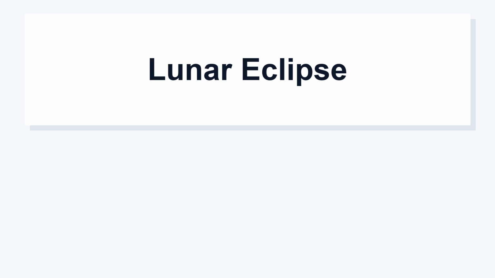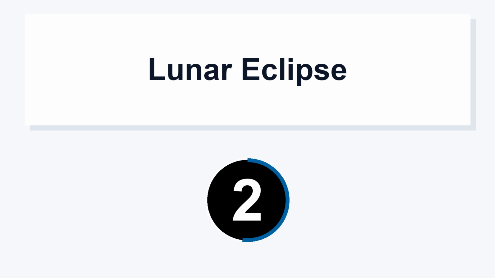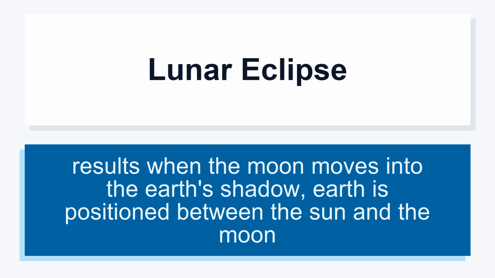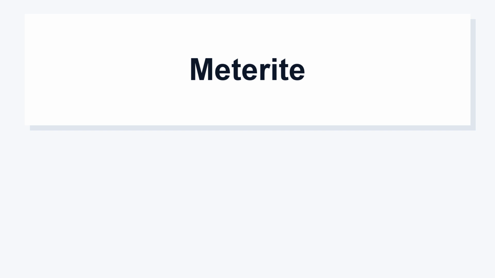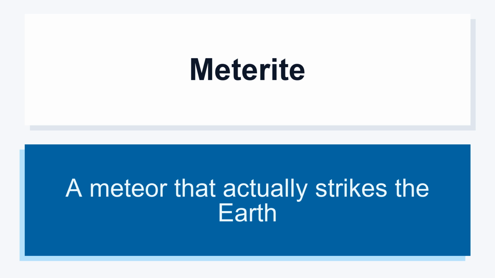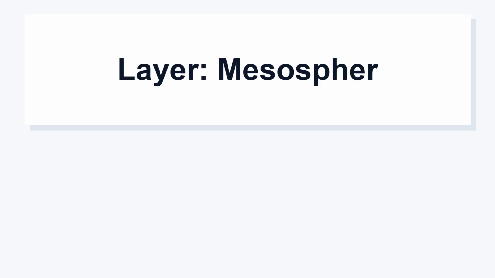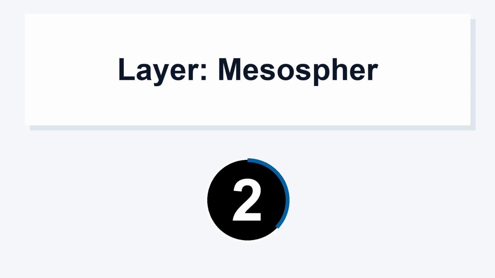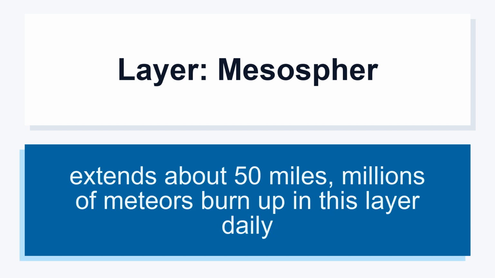Lunar eclipse results when the moon moves into the Earth's shadow. Earth is positioned between the sun and the moon. Meteorite: a meteor that actually strikes the Earth. Layer, mesosphere: extends about 50 miles; millions of meteors burn up in this layer daily.